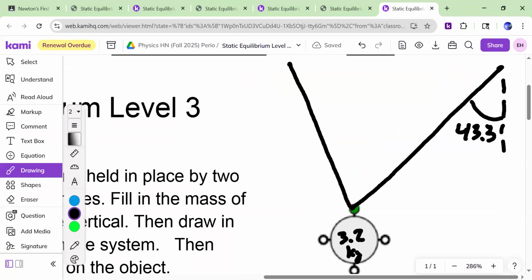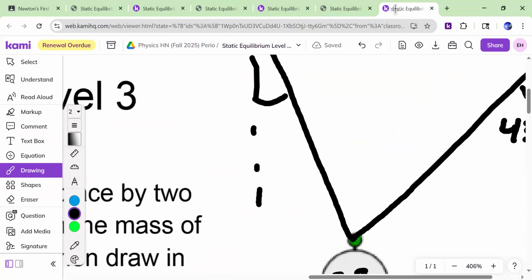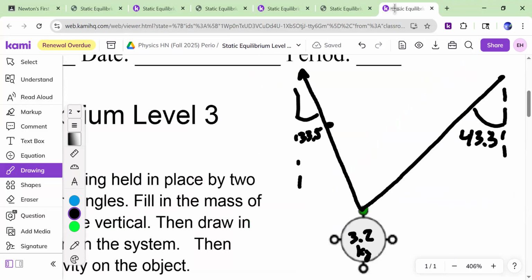Okay, you will probably get different values than I did. Well, you'll definitely get different values than I did, but it doesn't matter if the first angle is bigger or smaller, it'll still work the same. Just make sure you note what angles you're working with. Okay, I'm working with 33.5 and 43.3.